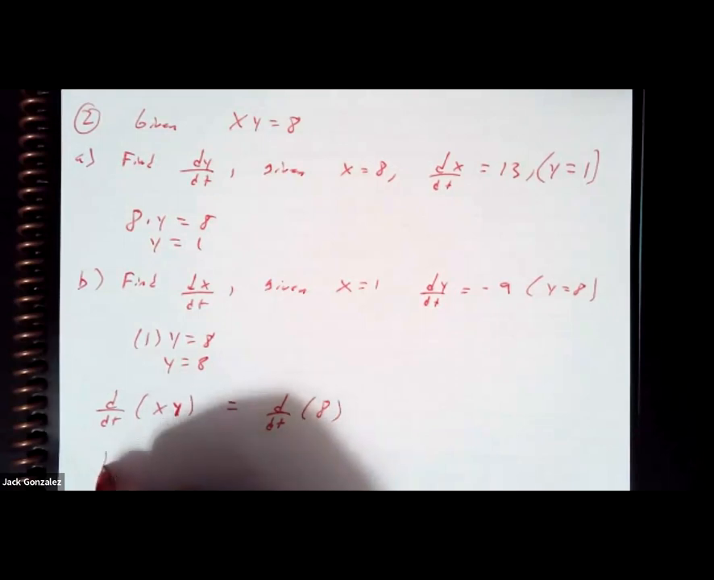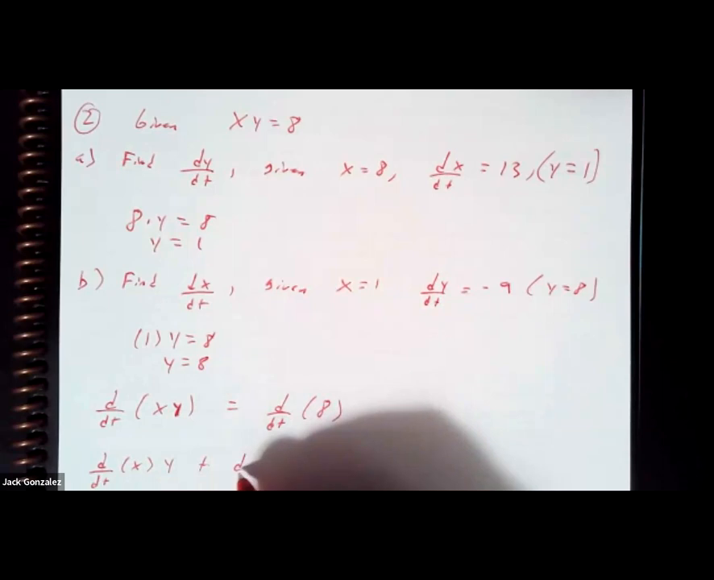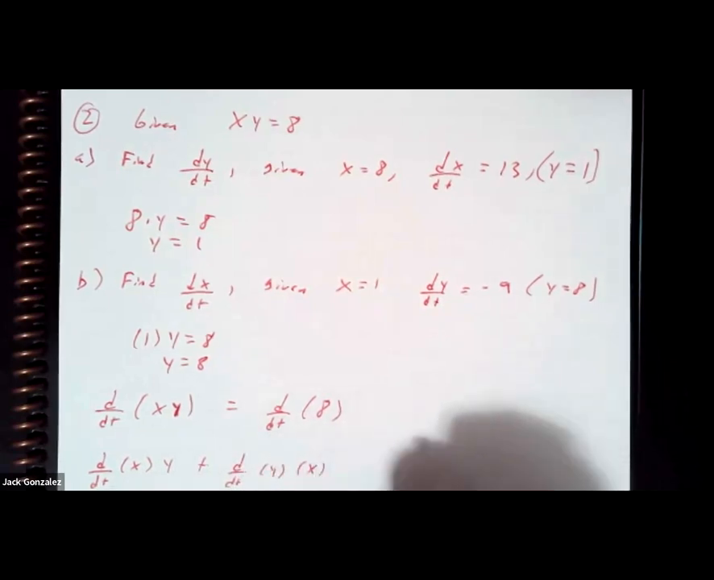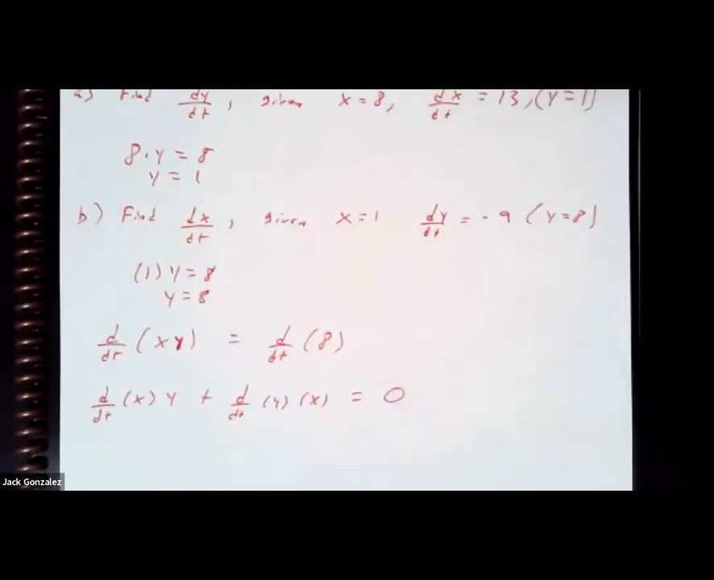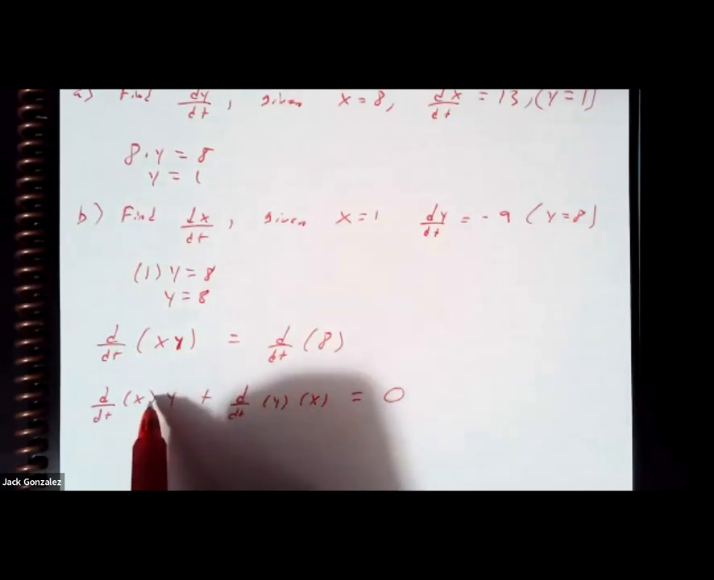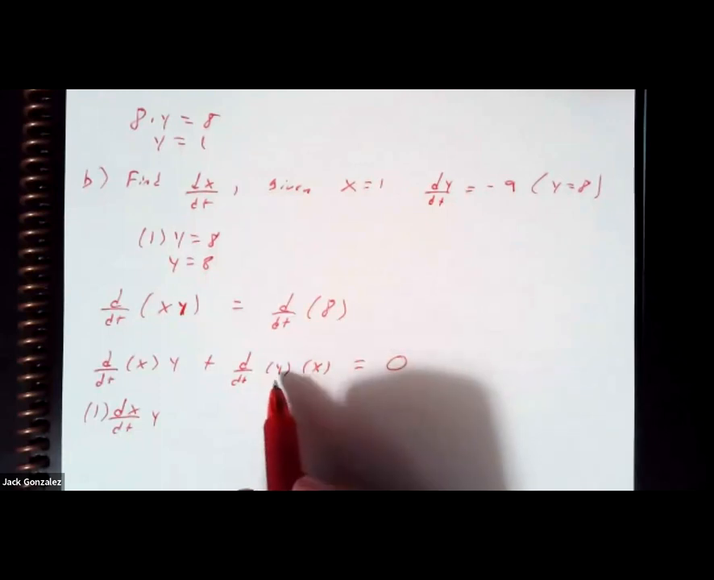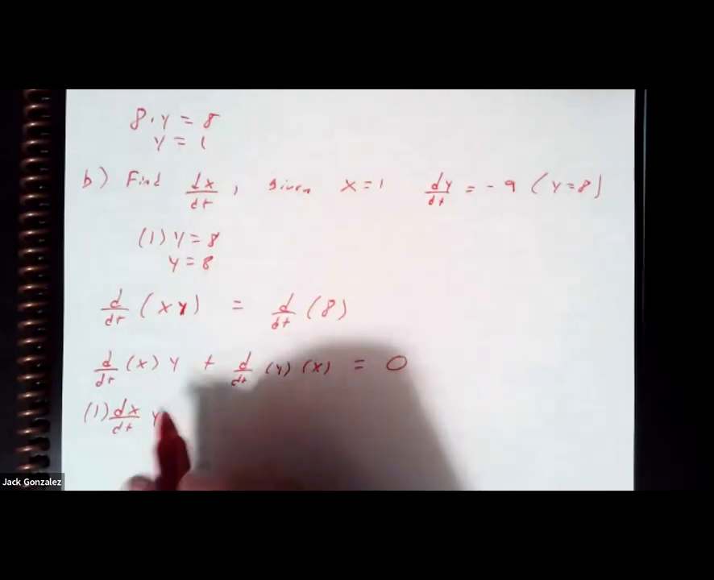So let's write out the formula first. So derivative of the first times the second plus derivative of the second times the first. Obviously, this will be 0. So derivative of x is a 1, right? Times dx/dt. So I'll put the 1 there for emphasis. What's the derivative of y with respect to time?